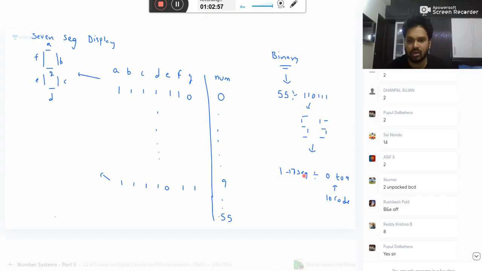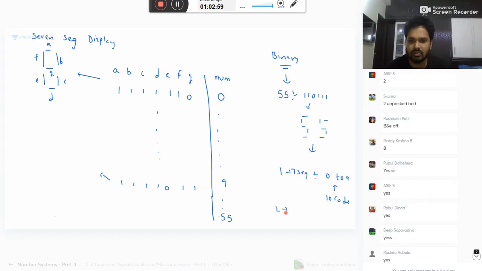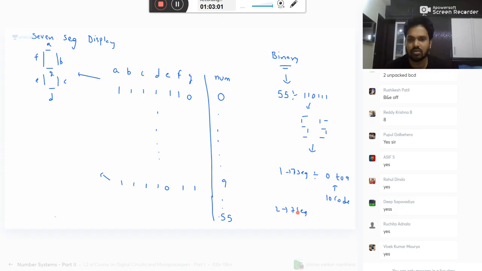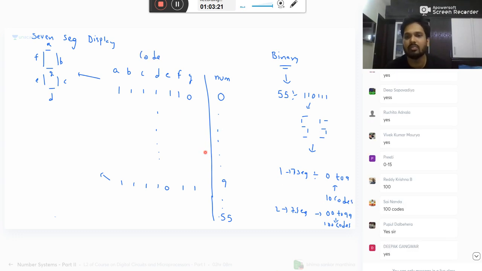Okay. Now, if you have two 7 segments, then I need to give 0, 0, 2. I can represent up to 9, 9. So for 100 different numbers, I should generate 100 different codes. You accept this or not? Each code, this is code, will turn on one particular LED pattern. Is it okay? If you don't have doubt, I can move further.